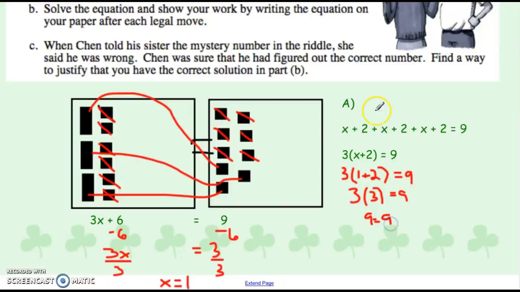And so I know that it is true, and I can prove it to Chen's sister. When you are asked to justify that you have the correct solution, the way you do it is you solve for x, and then you put the value of x back into the equation to show that both sides are equal to each other. You'll have to remember that when you get to tests and quizzes in this unit.